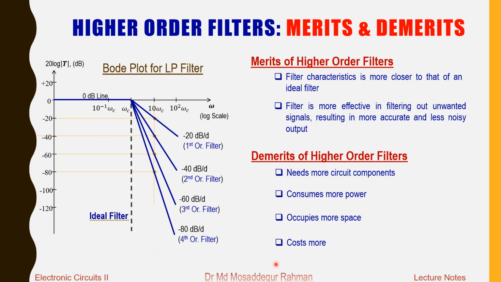So this is the price you have to pay at the end of the day to get a higher order filter that will perform better. So it comes with a price. It's not free. You get an improvement in performance of the filter circuit by increasing the order of the filter, but that does not come free. You have to pay for better performance.